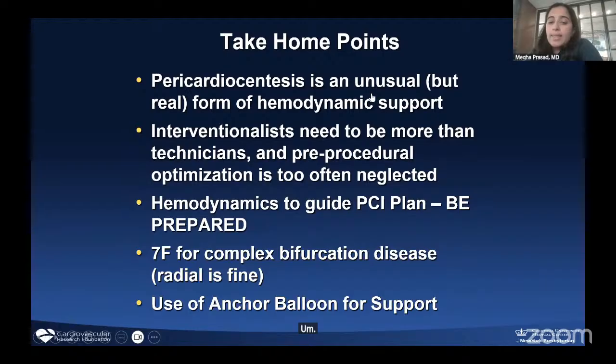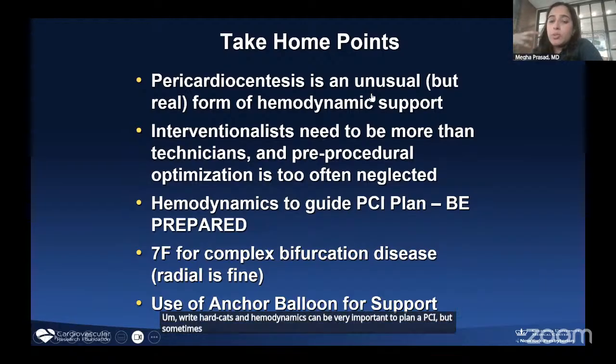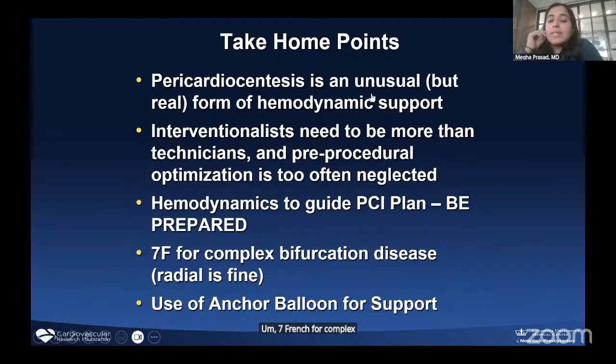Right heart cath and hemodynamics can be very important to plan a PCI, but sometimes waiting can also allow a patient to become more primed and ready for a procedure like this. 7 French for complex bifurcation disease can be very useful. It made the procedure very careful. You saw our use of the anchor balloon for support to get our equipment down.